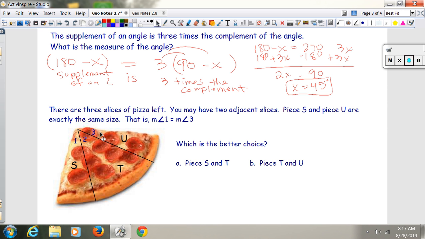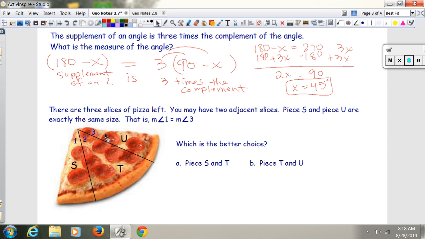Which is a better choice? Should you take pieces S and T, or pieces T and U? You're starving and you can pick 2 of them, and they have to be adjacent. Which 2 pieces would you want to pick? S and T? T and U? Okay, so remember, this one and this one are equal. 1 and 3 are equal.